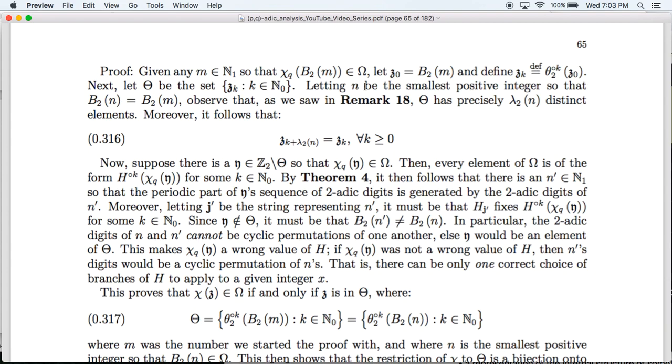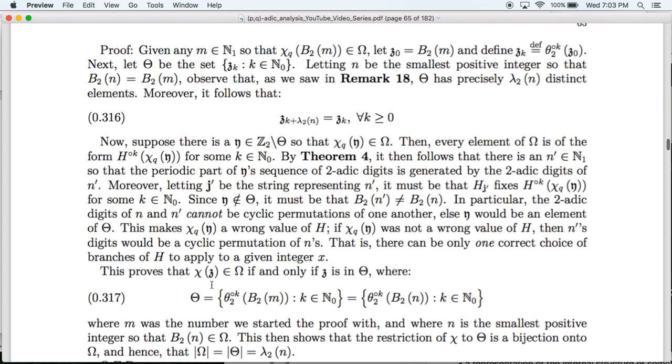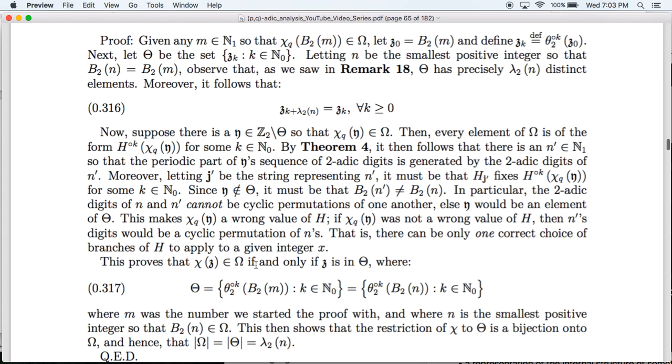So what we end up having here is that chi-q of y is a wrong value. If chi-q of y was not a wrong value of h, then n prime's digits would be a cyclic permutation of n's digits. And so in other words, given any periodic point, there can only be one right value, and thus we cannot have two. So this then proves that chi of z is in big omega if and only if z is in big theta.